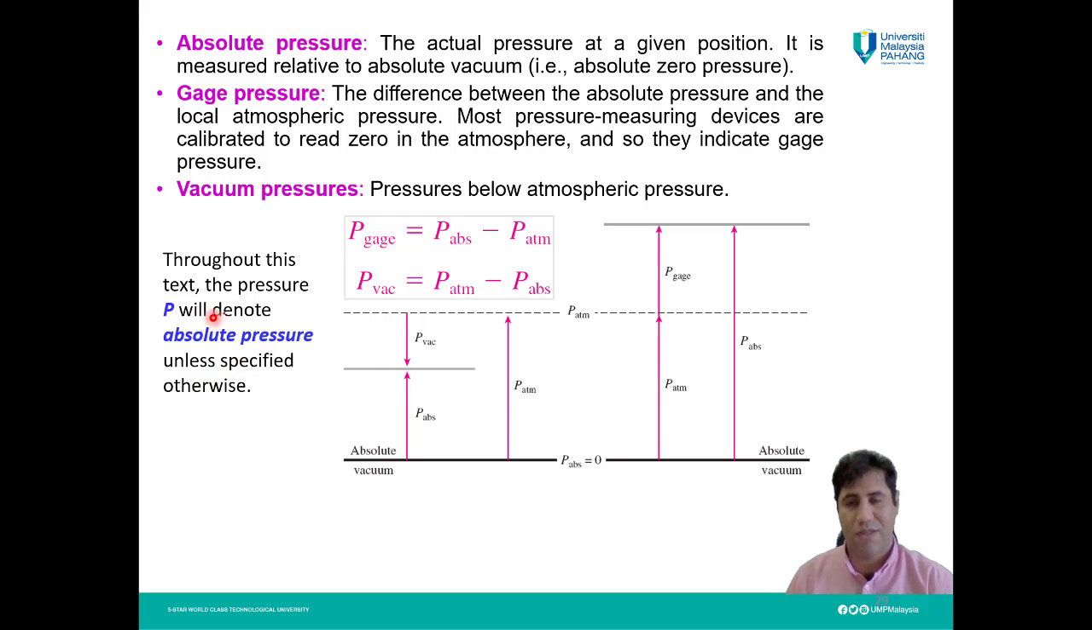So in this text, in this book, and in this course, the pressure P will denote absolute pressure unless specified otherwise. So from now on, anytime we say the pressure, we mean absolute pressure, this one or this one. In other words, it includes the atmosphere pressure, not the gauge pressure.